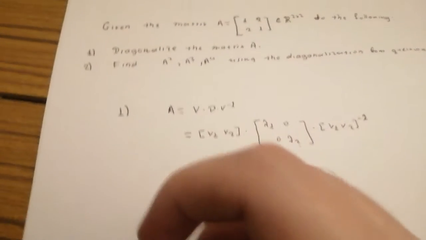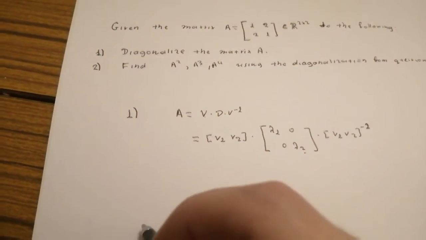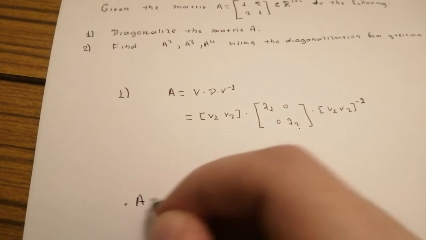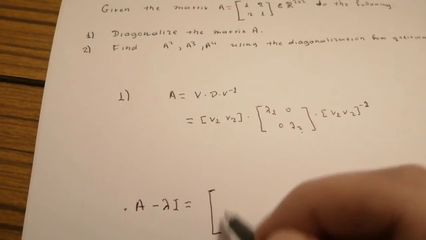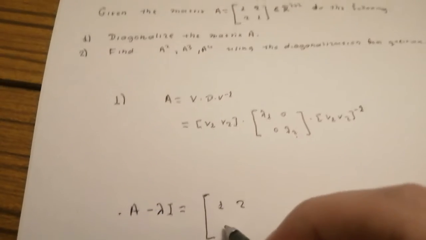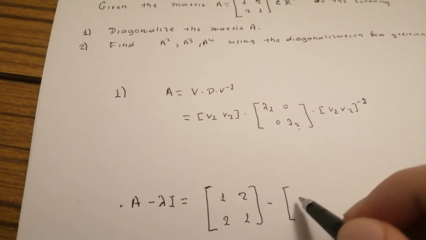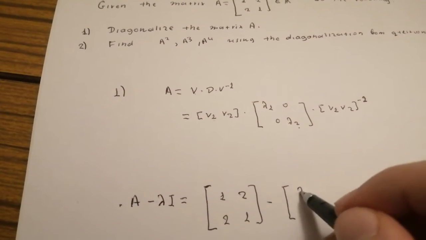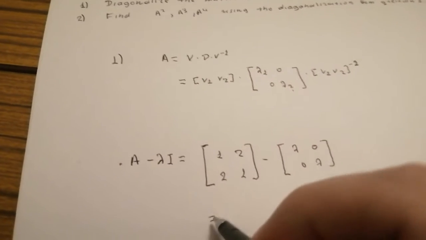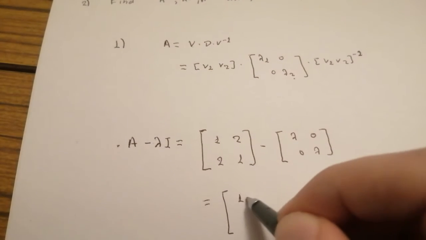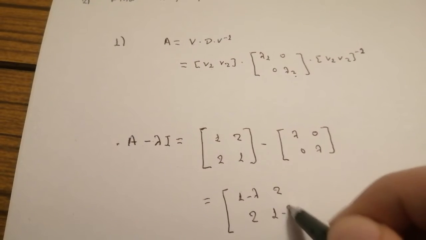Okay, let's find the spectrum of the matrix A. In other words, let's find the eigenvalues. To find the eigenvalues, we form A minus lambda I. So we have our matrix 1, 2, 2, 1 minus lambda times the identity matrix, which is lambda, 0, 0, lambda. And this is equal to 1 minus lambda, 2, 2, 1 minus lambda.